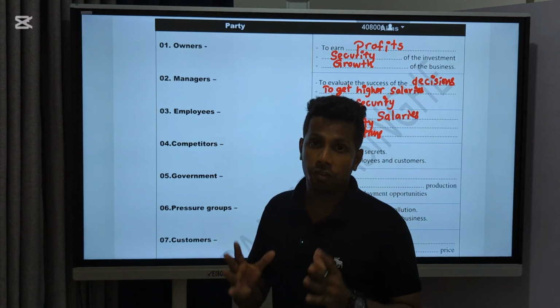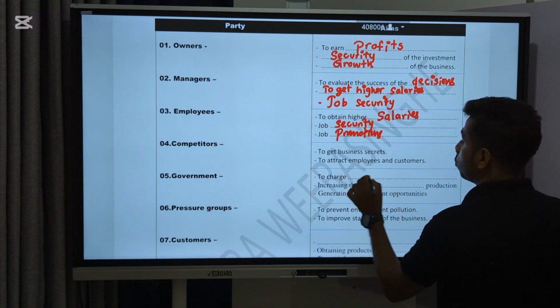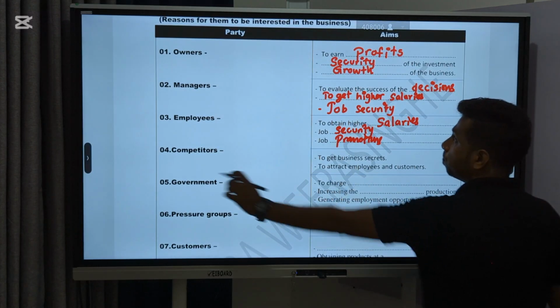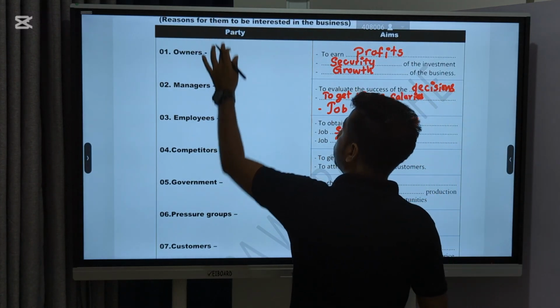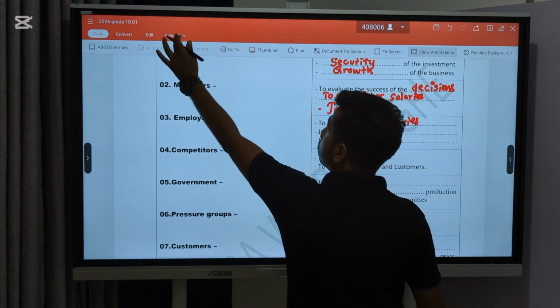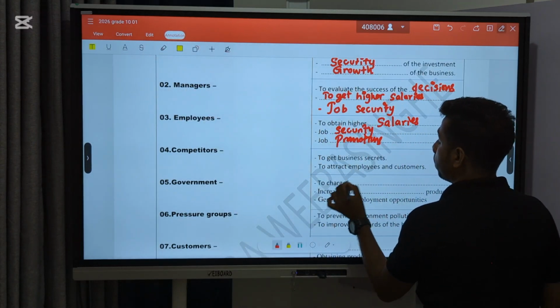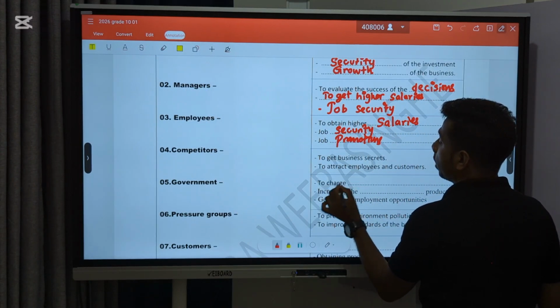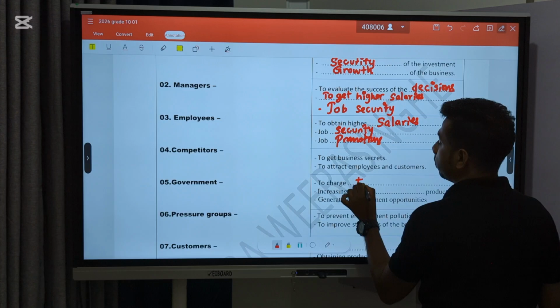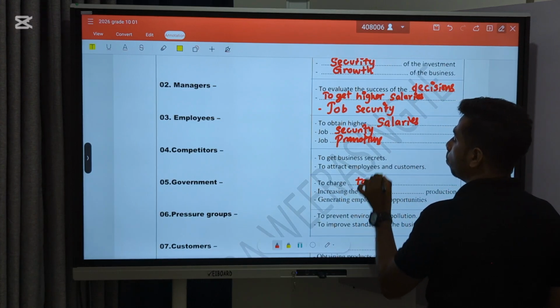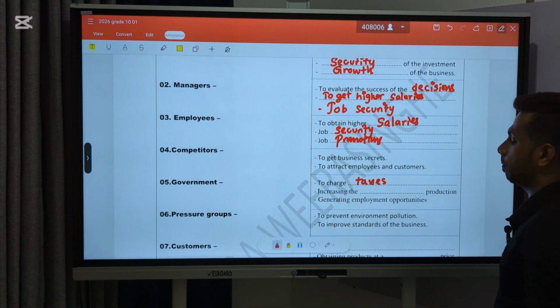So, however, government, my dear children, when we talk about the objectives of government, reason to have an interest in the business, definitely they are interested in the business to charge what? Taxes. Government, my dear children, has an interest in the business to charge taxes.